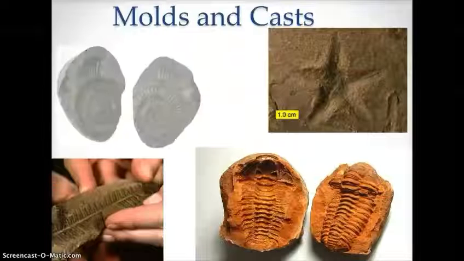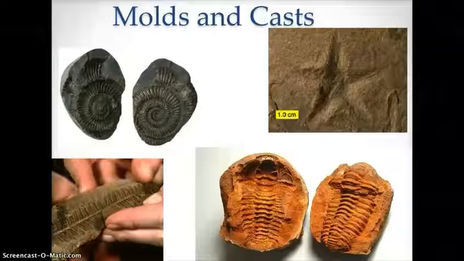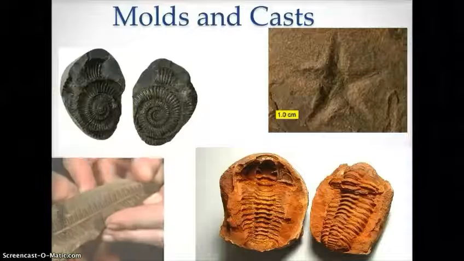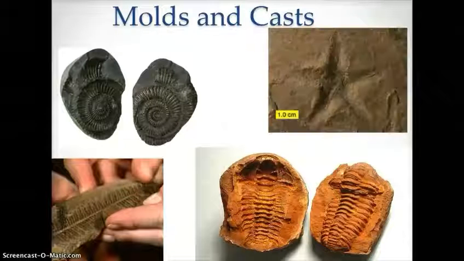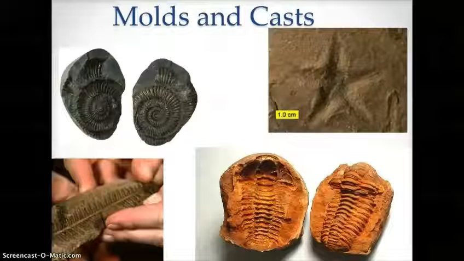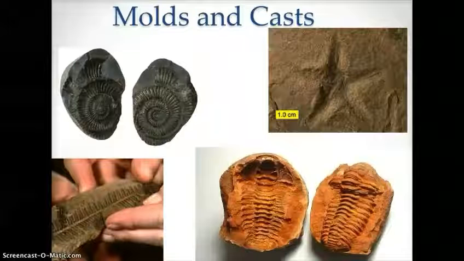The first image shows a mold on the left and a cast on the right. The second image shows a cast of a plant. The third image shows a mold of a starfish. And the fourth image shows a mold on the left and a cast on the right.